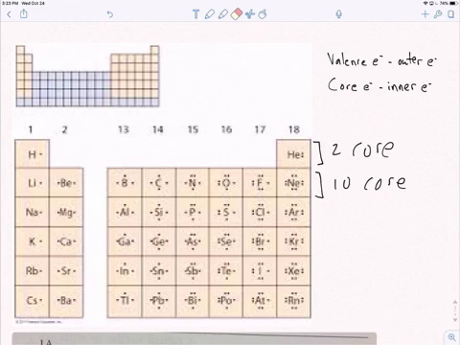So what matters though, atoms are very superficial. They only care about what's on the outside. They don't care what's on the inside. They only care about what they can see on the outside. And so boron and aluminum, they only care that there's 3 on the outside, even though aluminum has 10 more electrons.